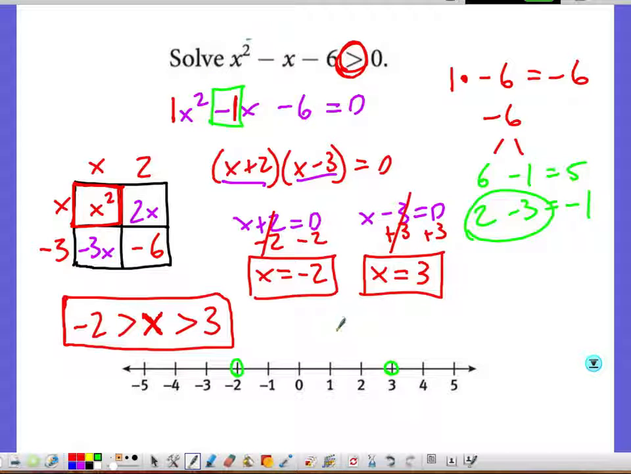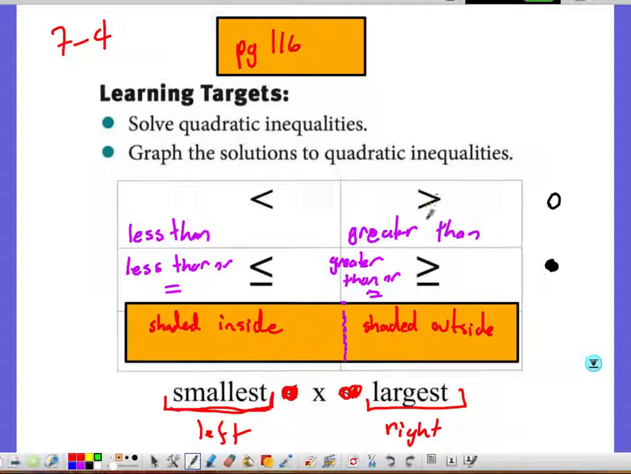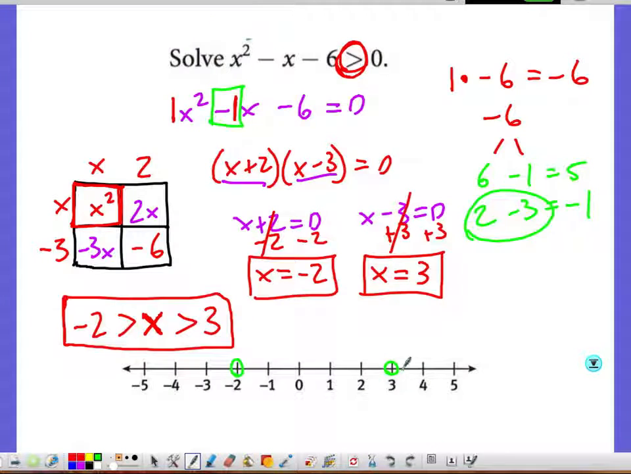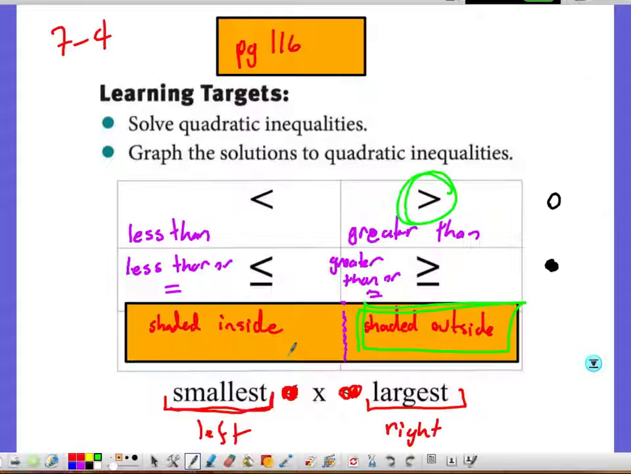Now here's the key part. Because I have greater than, that means that I'm going to be shading on the outside. And as you can see, that is the solution to the inequality, the graph. We graph the solutions to the quadratic inequality.